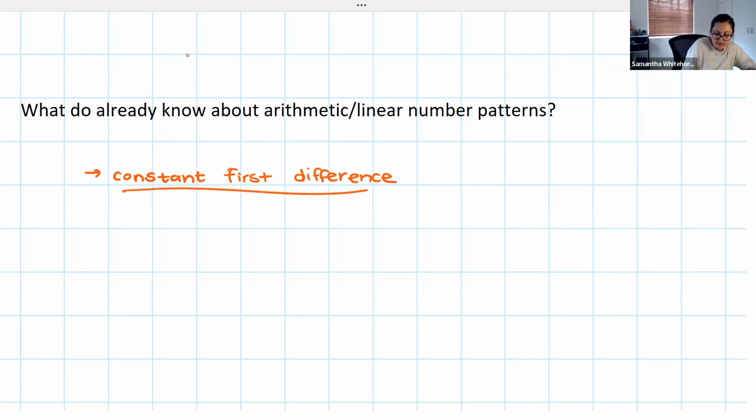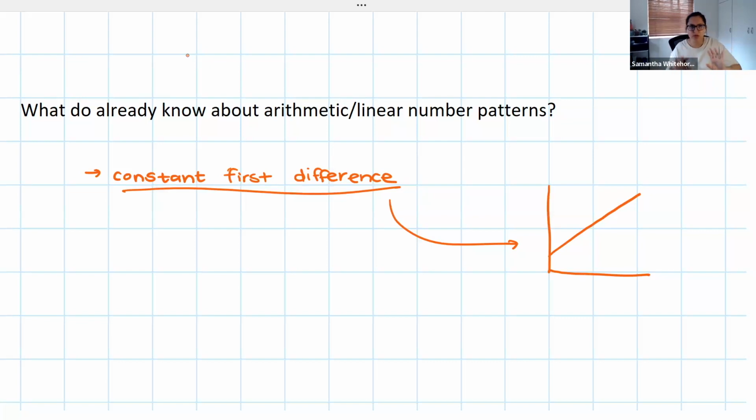Right, this is our defining characteristic of a linear sequence or a linear pattern. As the name suggests, they are linear, which means that if we were to graph this relationship with this constant difference, it would be a straight line, either increasing or decreasing. It depends on what the difference is.